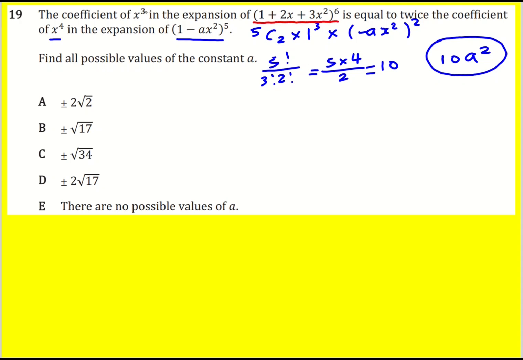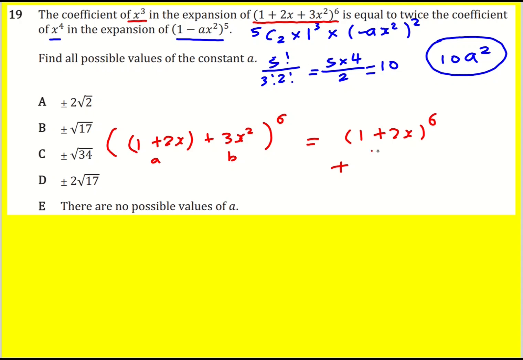Now for this one here, I want the coefficient of x to the 3. So I decided to write 1 plus 2x as a single term, and then 3x squared as the other term. So this is my a, and this is my b. Okay, so I want the coefficient of x to the 3, so I'm either going to get it by just going with 1 plus 2x to the 6. That's like my first term, and I can figure out how I can get it from that in a second.